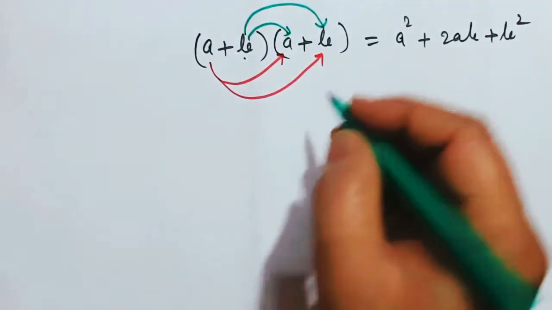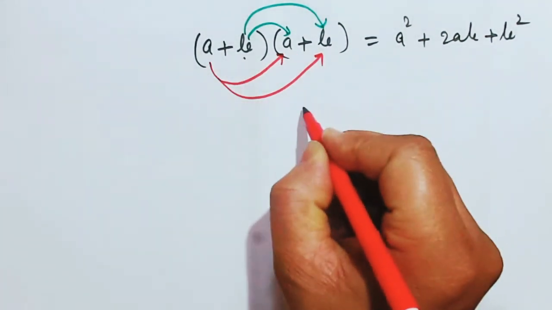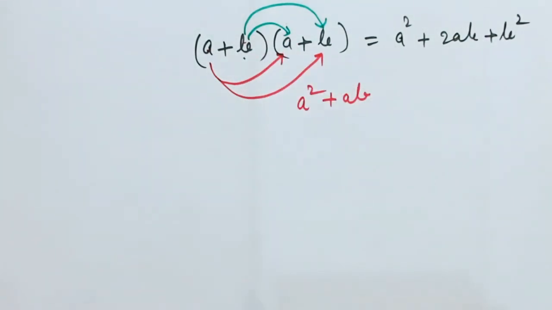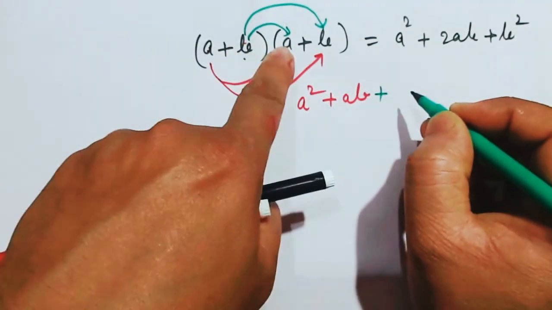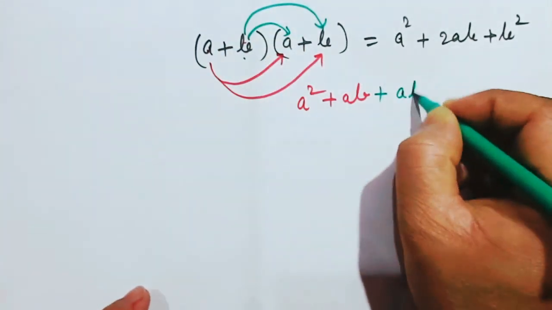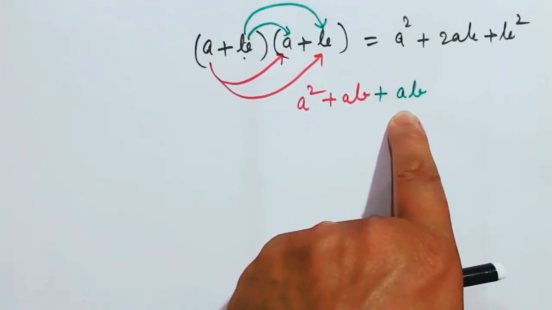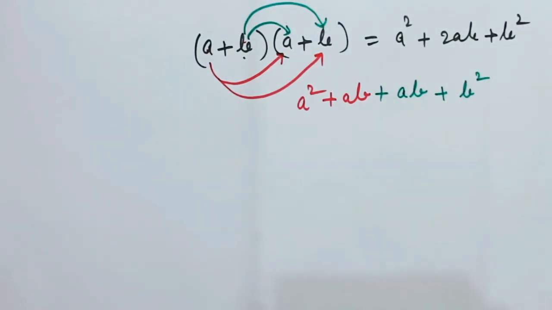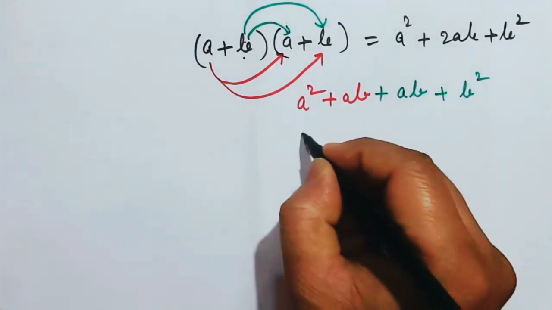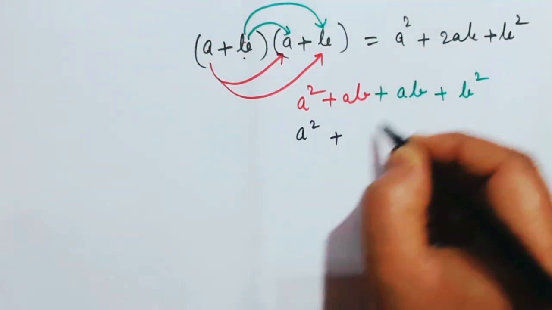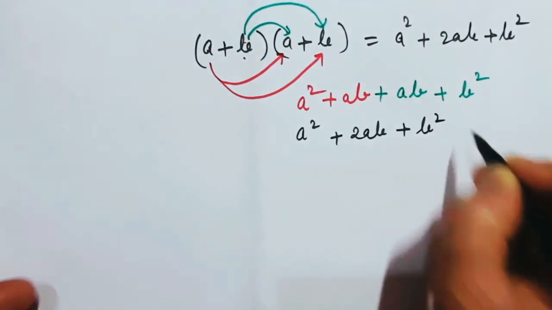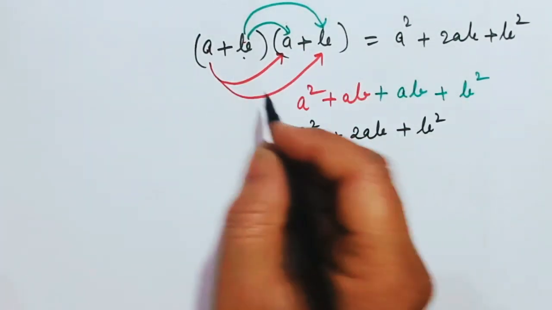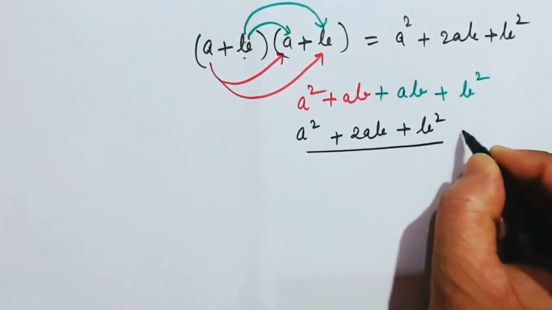So we will follow the same trick. Let's see what we are going to get. a times a is equal to a square. a times b is equal to ab. Similarly, b times a is equal to ba, but we write ab because while writing we arrange the alphabets, plus b times b is equal to b square. Now let's see what we are going to get. So we will get a square plus ab plus ab is 2ab, and plus b square. So you should know how two terms should be multiplied when they are multiplied.